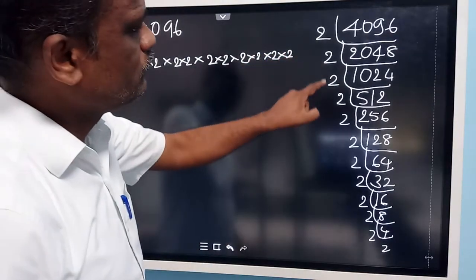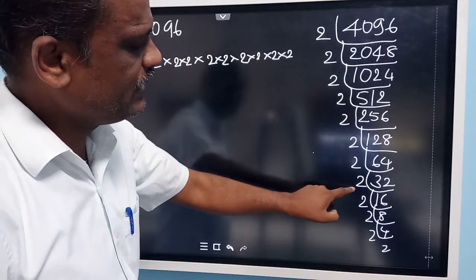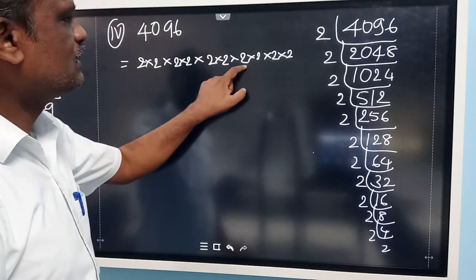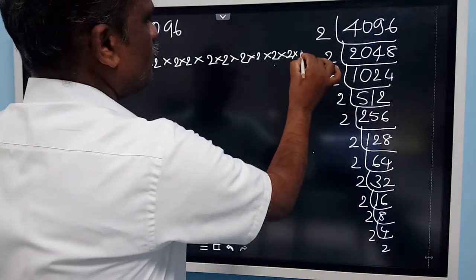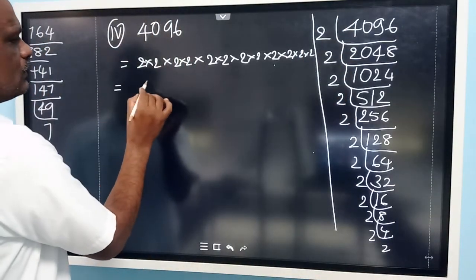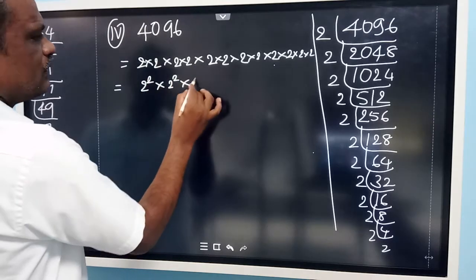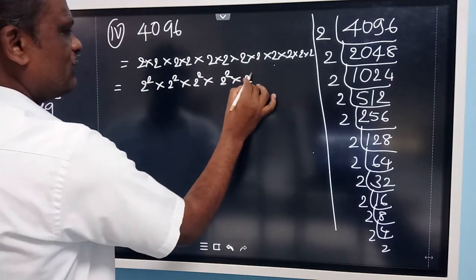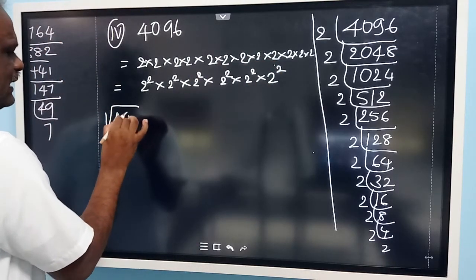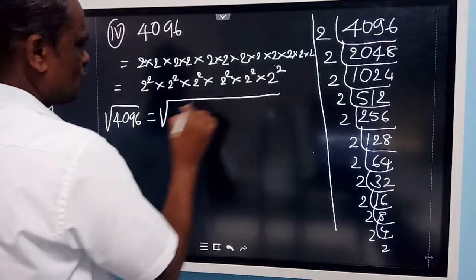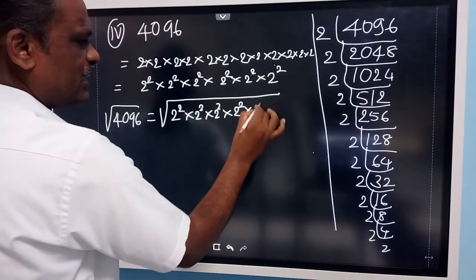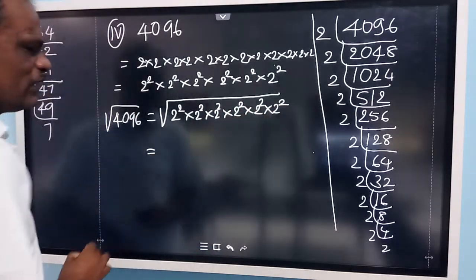How many 2s? 1, 2, 3, 4, 5, 6, 7, 8, 9, 10, 11, 12. So now this is 2 square, 2 square, 2 square, again 2 square. So 64, all are in pairs. Therefore square root of 4096 is the same as square root of 2 square into 2 square into 2 square, again into 2 square into 2 square. So you remove the square root now.